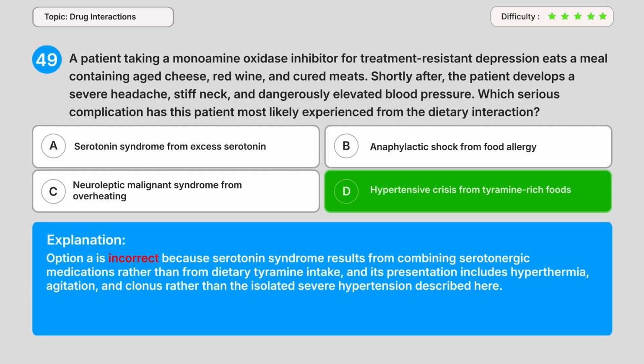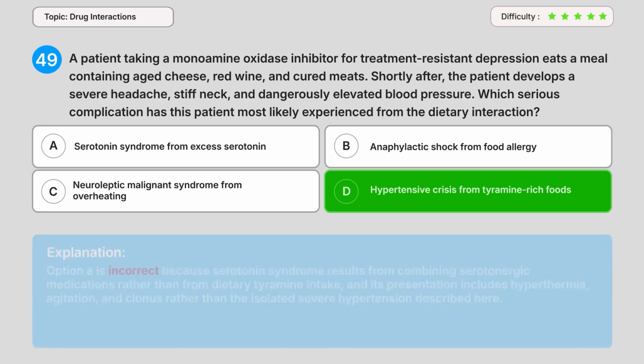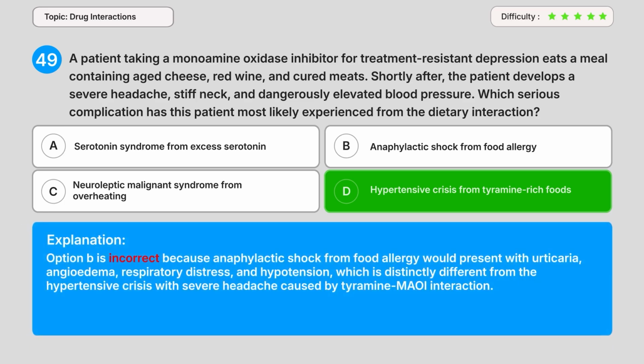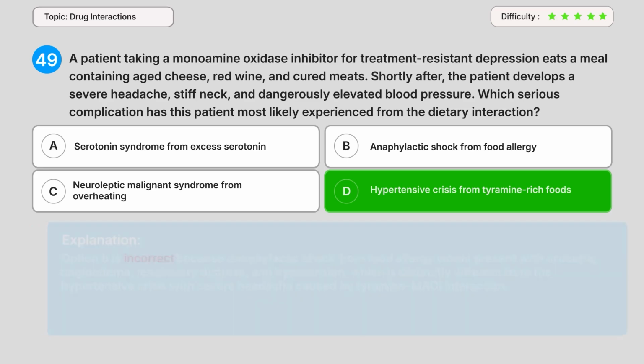Option A is incorrect because serotonin syndrome results from combining serotonergic medications rather than from dietary tyramine intake, and its presentation includes hypothermia, agitation, and clonus, rather than the isolated severe hypertension described here. Option B is incorrect because anaphylactic shock from food allergy would present with urticaria, angioedema, respiratory distress, and hypertension, which is distinctly different from the hypertensive crisis with severe headache caused by tyramine-MAOI interaction.